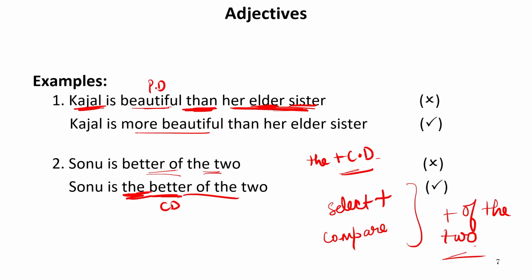So I'm also selecting it. I'm also comparing two persons and I'm using the phrase that is of the two. So whenever this phrase is used in the sentence, that is of the two, we use the before comparative degree as well, because in this case we are selecting one of them. I hope you understood. Well, let us move to the next one.